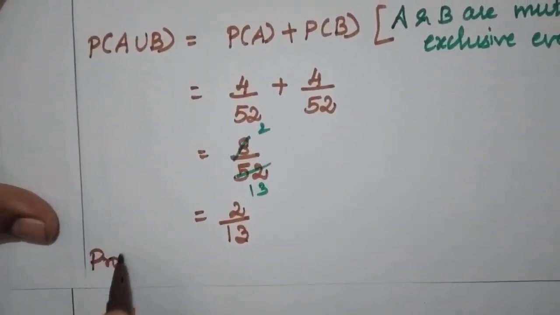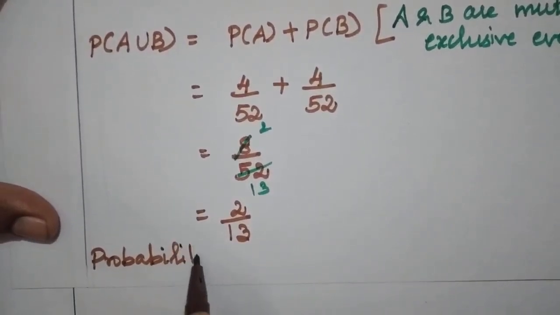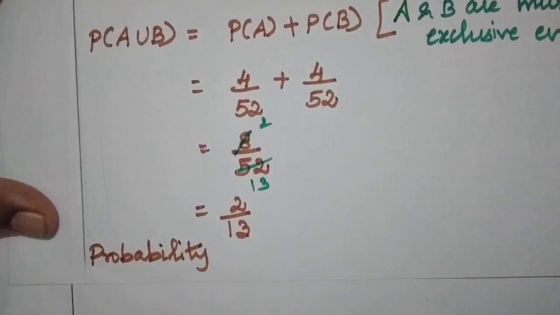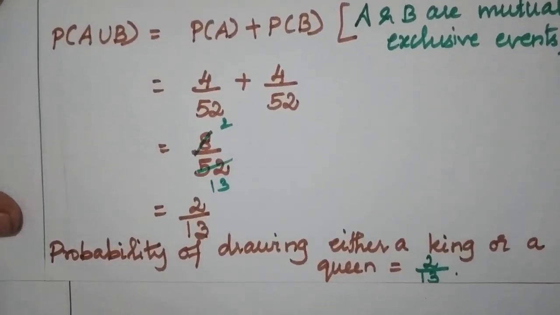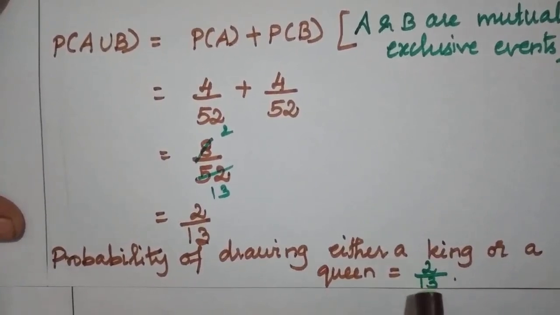Probability of drawing either a king or a queen is 2 by 13.